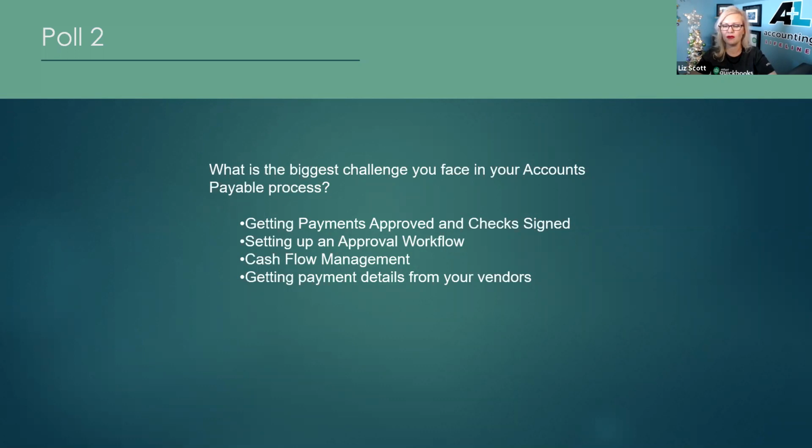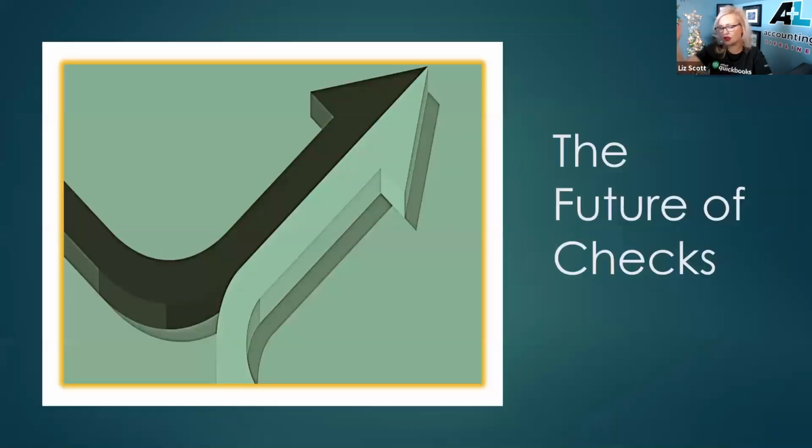So if we can close that poll, getting the payments approved and signed. What's the biggest hurdle? Okay, all right. So this is where the automation comes in, right? This is whenever we start to think about how do we make it a better process? We know what's been happening. How do we get into a better situation? So it's exactly where we're at. We're going to start talking about the future of checks.